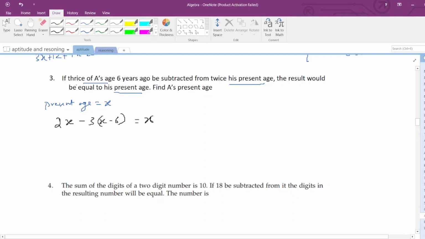So now if we solve this, we have to find out the value of the percentage x. Solve it: 2x minus 3x plus 18 is equal to x. Now minus x is plus 18 is equal to x. Here, moving x across, it becomes 2x is equal to 18. So which means x is equal to 9. So A's age is 9 years. So in this way we have to solve this kind of questions.